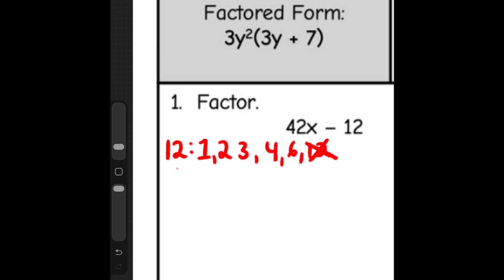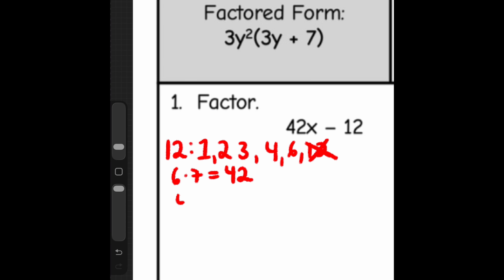So 6 times 7 equals 42. I know, guys, I'm sorry. I didn't do this on purpose. I literally swear I did not. So what this means is that we are going to take 6 and we are going to divide 42x by 6 and negative 12 by 6.